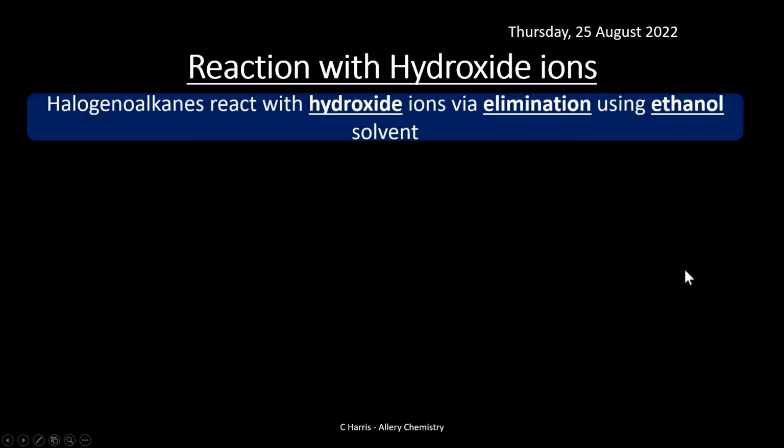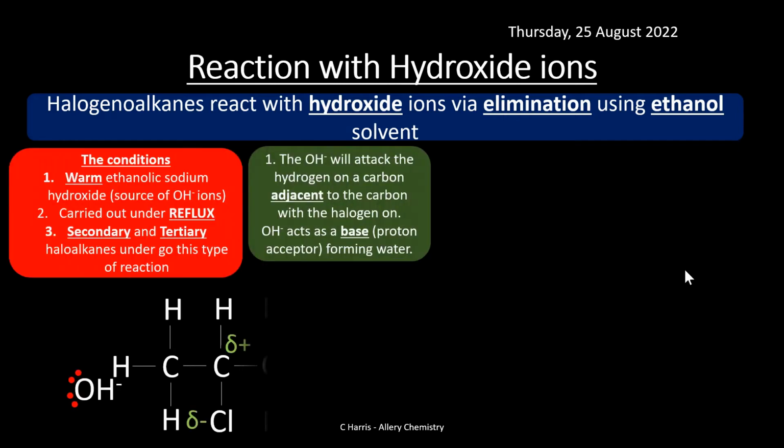Okay. So halogenoalkanes react with hydroxide ions via elimination as well. So what we've just seen there is a reaction using hydroxide ions as a nucleophile, but using the same reagents can actually lead to an elimination reaction instead. Now the difference here is, in the previous one we used aqueous solution. In this one, we're going to use ethanolic solution.